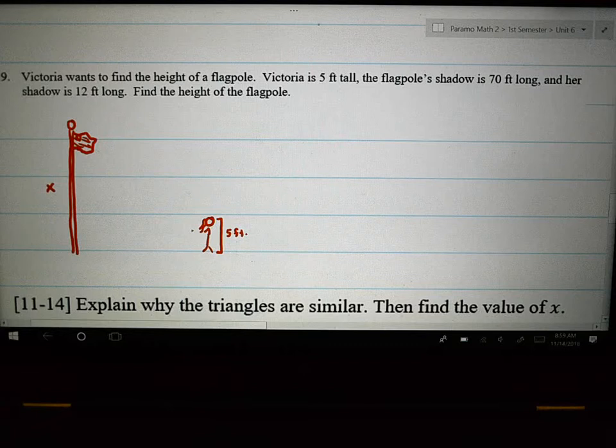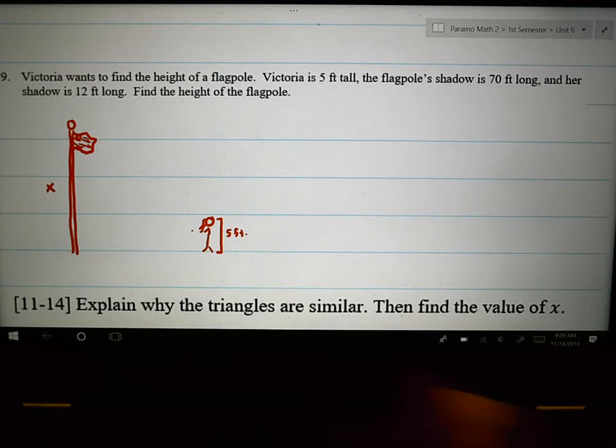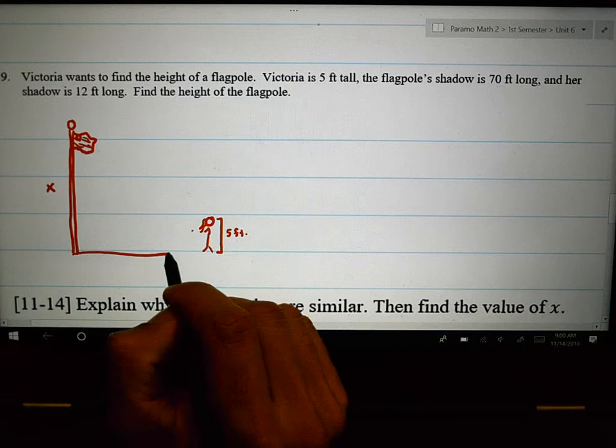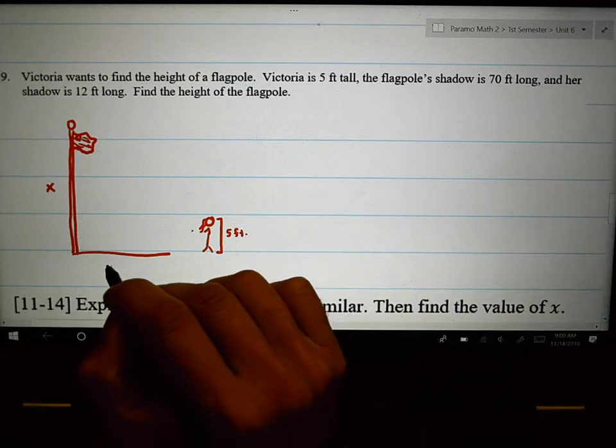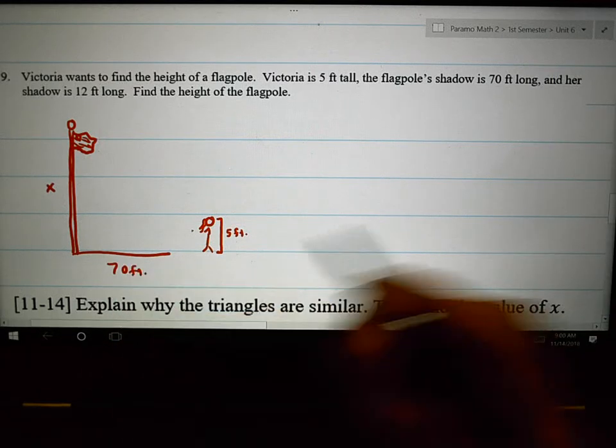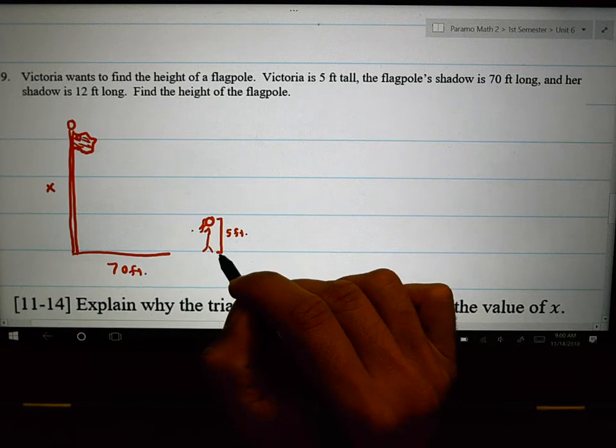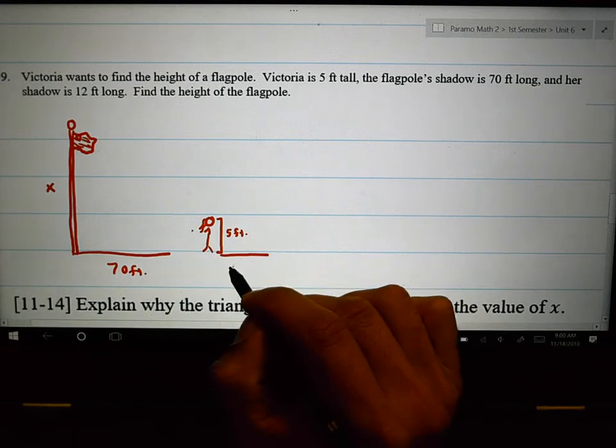The flagpole shadow is 70 feet long. Now, it's easy to measure a shadow because it's on the ground. It's hard to measure the flagpole because it's skinny and it's tall and you have to climb it, and we don't have a ladder sometimes. But the shadow is 70 feet long, and her shadow is 12 feet long. Here's her shadow on the ground. We can measure that.